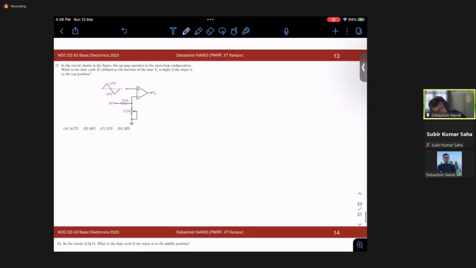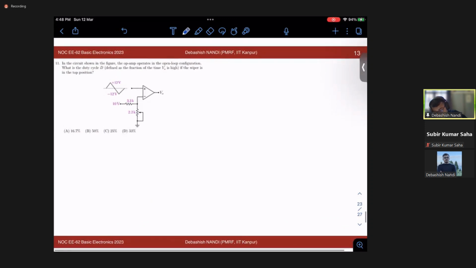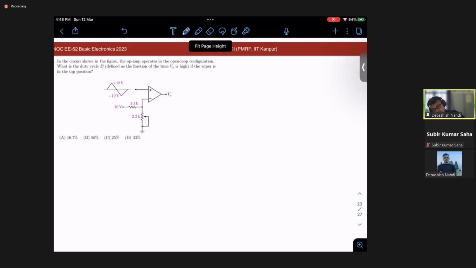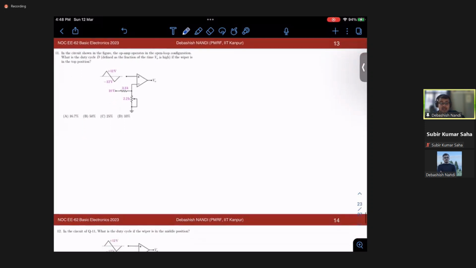Again, okay, this is the duty cycle problem, right? It's one of the duty cycle problems. Duty cycle I have explained. What do I mean by duty cycle? So you see the question is, in the circuit shown, the op-amp operates in open loop configuration. Okay, the op-amp is in open loop. We can be very sure that there is no feedback path between output and input. Okay, so what is the duty cycle D?